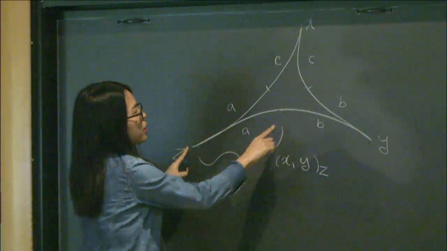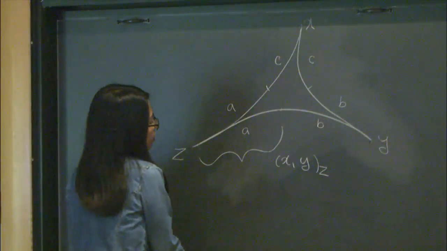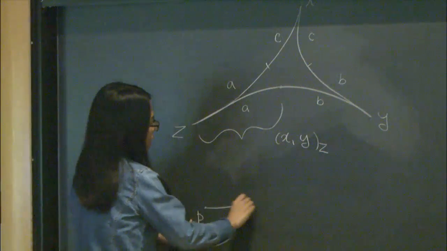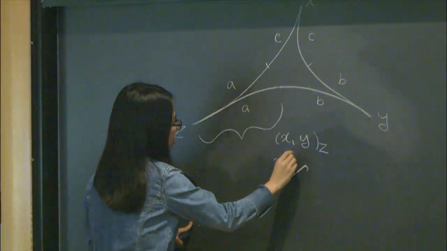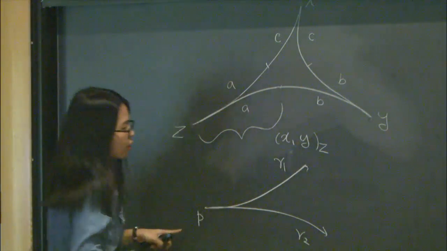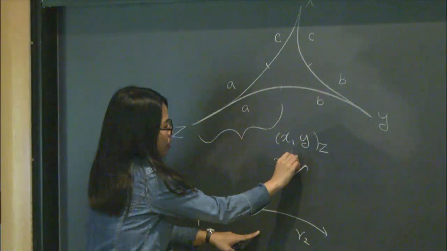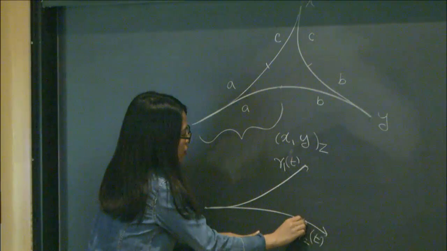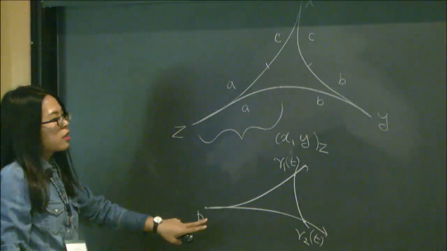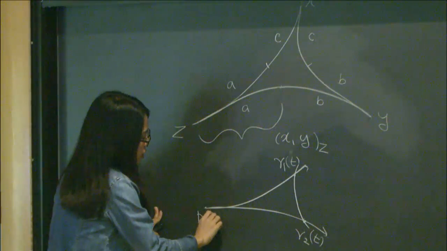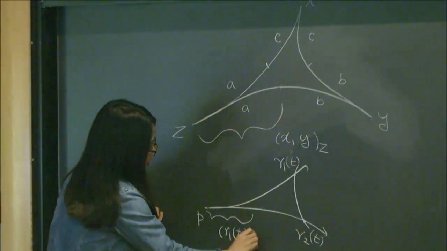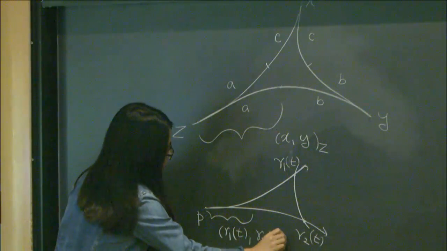So indeed this part. So now we have 2 rays with the base point P. So I have 2 rays, gamma 1 and gamma 2. So indeed I will think about some point here, and I consider this triangle. So the Gromov product is here, gamma 1 t, gamma 2 t, p.